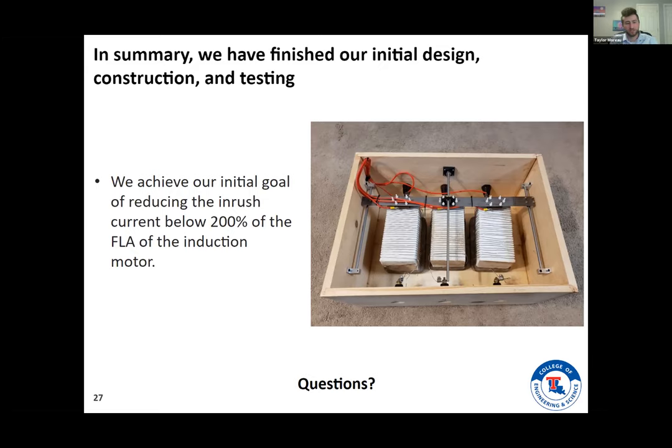Any other questions? Any other questions, anyone?